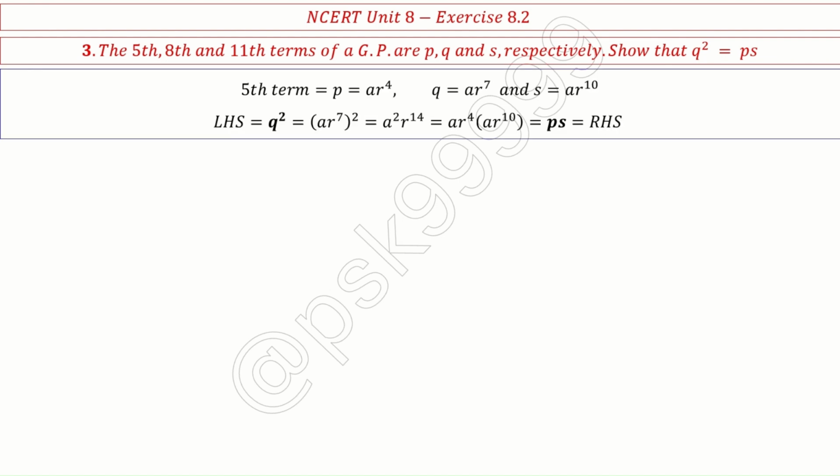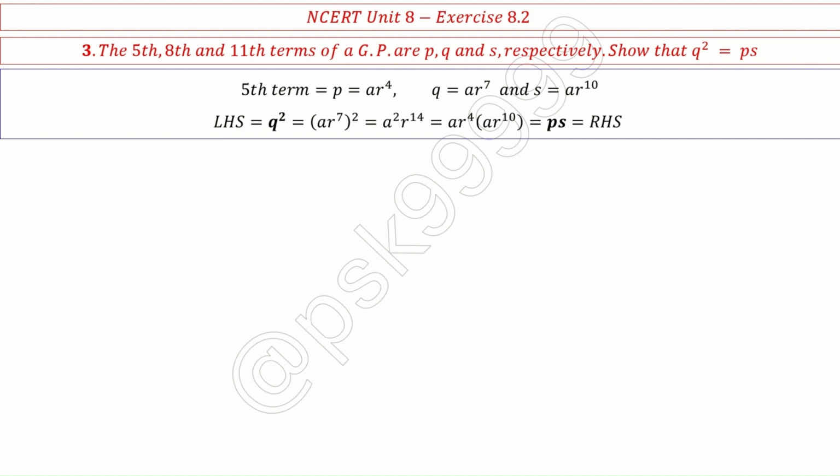Fifth term is nothing but A into r to the power of 4. Eighth term is nothing but A into r to the power of 7. And 11th term is nothing but a into r to the power of 10. Correct? So the LHS is Q square, which is a into r to the power of 7 whole square, which is a square r to the power of 14. Which is equal to, I can rewrite this as a into r to the power of 4 into a into r to the power of 10, which is nothing but PS. So this is nothing but RHS, so proved. Note down this one.